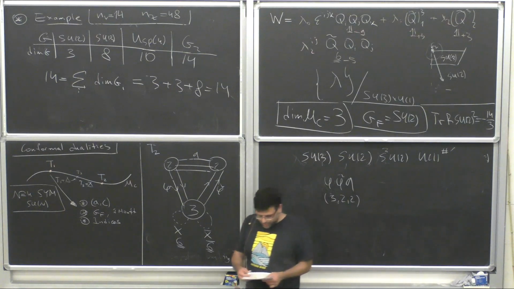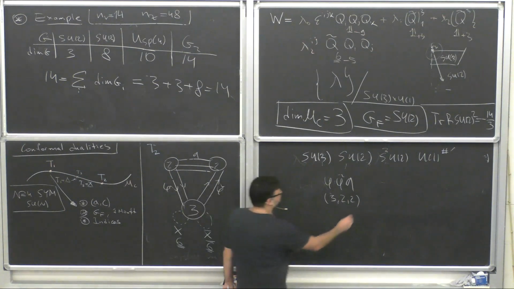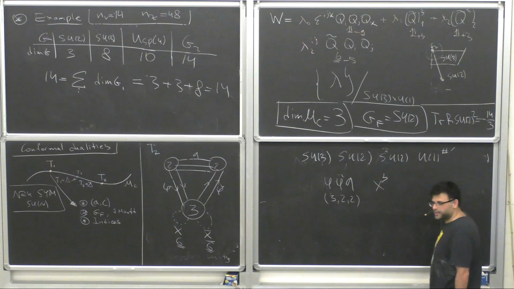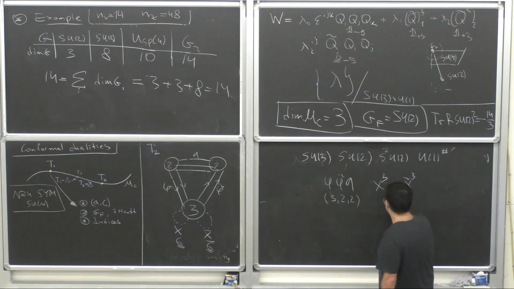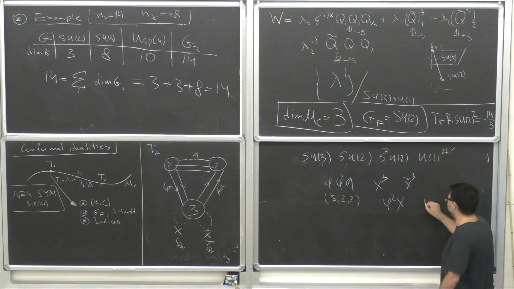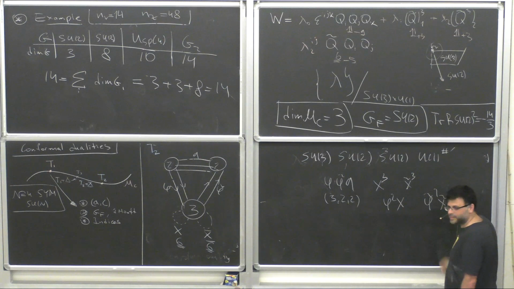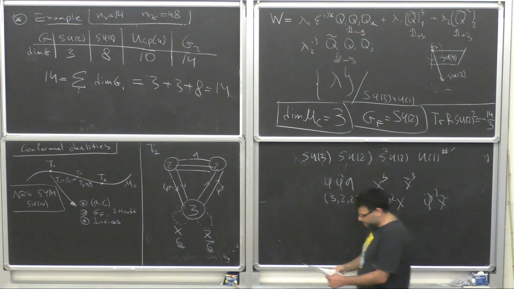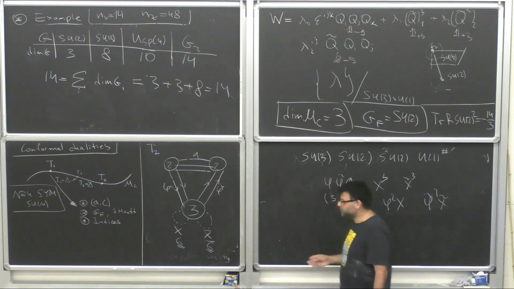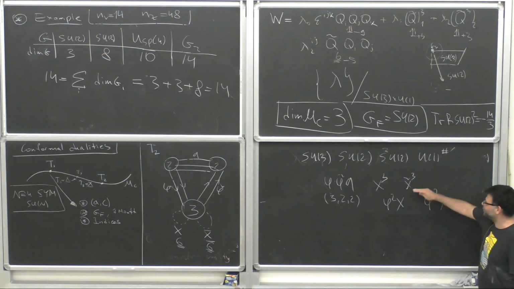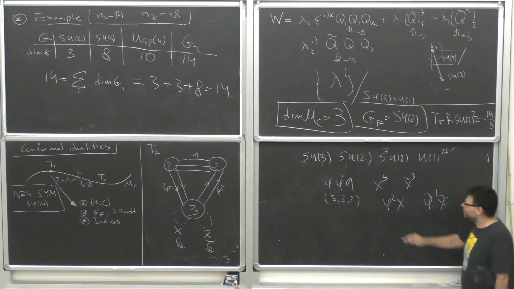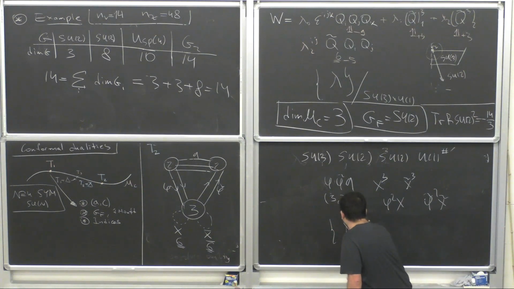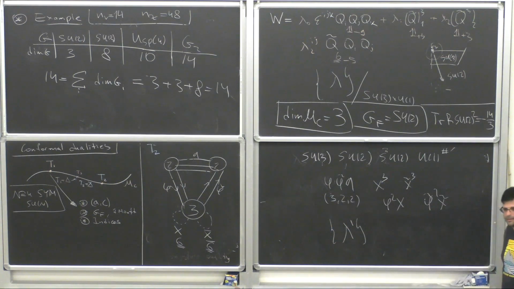We can have other marginal operators. For example, x cubed is a singlet. X tilde cubed is a singlet. Phi squared x is a singlet. Phi tilde squared x tilde is a singlet. So we have a lot of marginal operators. We have a lot of couplings. Again, this looks different than the G2. The number of marginal operators is different. Each one of them comes with a coupling. Let me just collectively call the couplings that you will obtain here lambda prime.